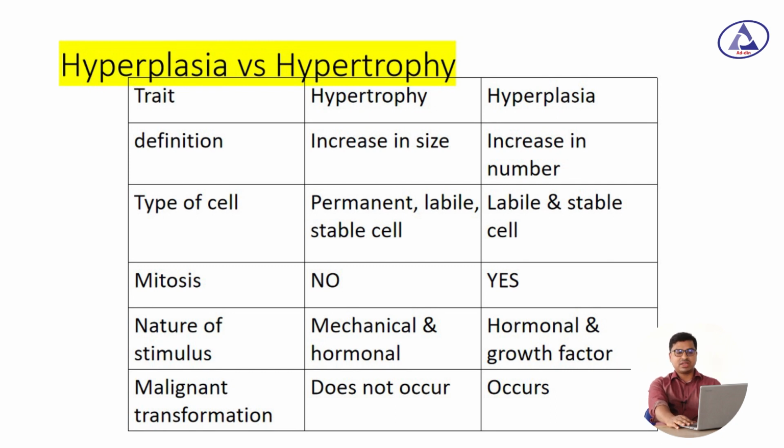Mitosis occurs in hyperplasia but does not occur in hypertrophy. Nature of stimulus: mechanical and hormonal in hypertrophy, and hormonal and growth factor in hyperplasia. Malignant transformation occurs in hyperplasia but does not occur in hypertrophy.